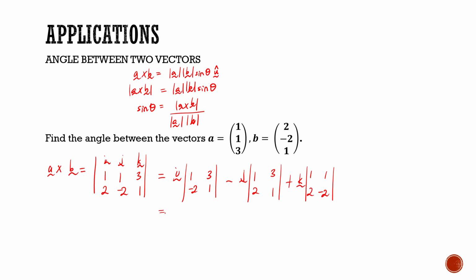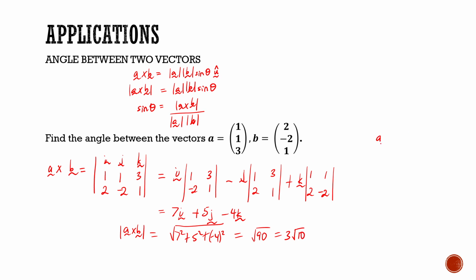Okay, when you work this out, you'll have 1 minus minus 6, which is 7i. You'll have 1 minus 6, which is minus 5, so this becomes plus 5j, and then negative 2 minus 2, so that gives you minus 4k. Okay, and then we want the magnitude of this. So the magnitude of the cross product is going to be the square root of 7 squared plus 5 squared plus minus 4 squared. This gives you a square root of 90. But you know you can write square root of 90 as 3 root 10.